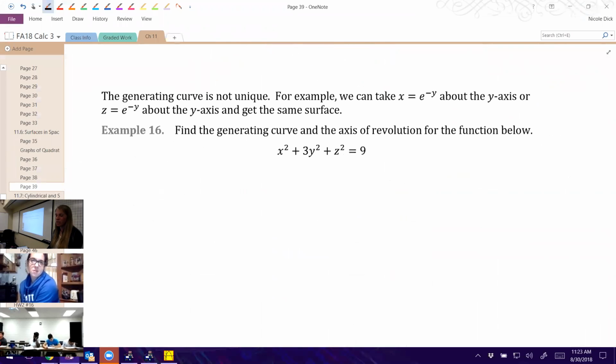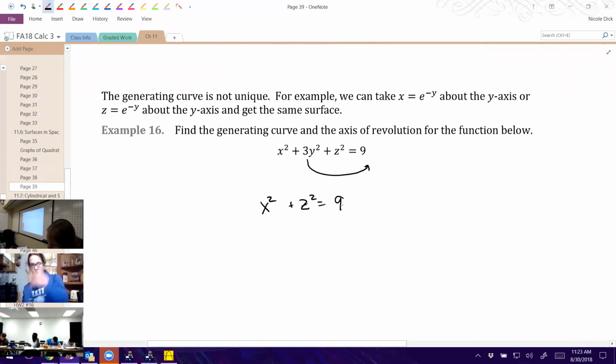But probably the easiest way to do this is to move this y term to the other side. Since x squared and z squared both have coefficients of 1, they're going to easily make that circle for us. So we have x squared plus z squared equals 9 minus 3y squared. Again, the only reason I did that is because we know to write a surface of revolution, we have to have something squared plus something squared. That's the foundation for a circle, which we have here. Which means we can tell from either side here, what is the axis of revolution?